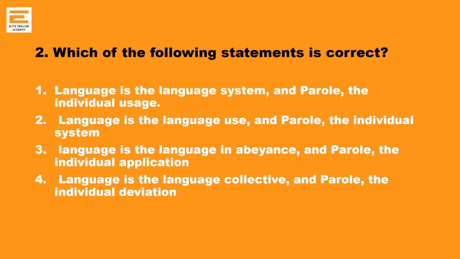The second one. Which of the following is correct? Langue is the language system and parole the individual usage. The other options are: langue is the language use and parole the individual system; langue is the language in abeyance and parole the individual application; langue is the language collective and parole the individual deviation. If you have some idea about Ferdinand de Saussure's work, it will be easy to answer this question.